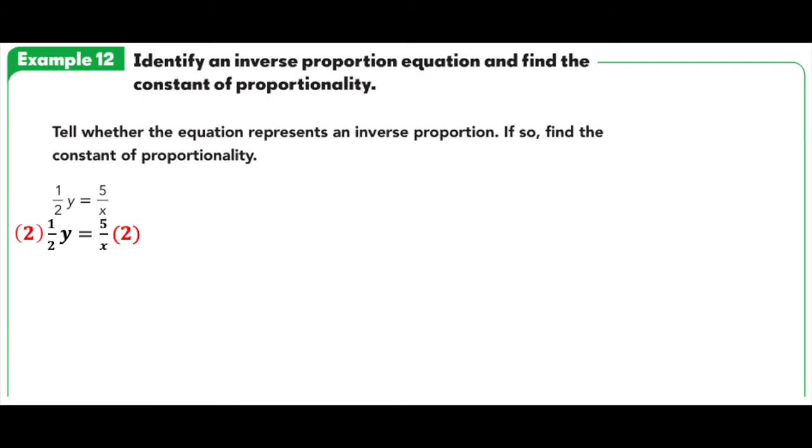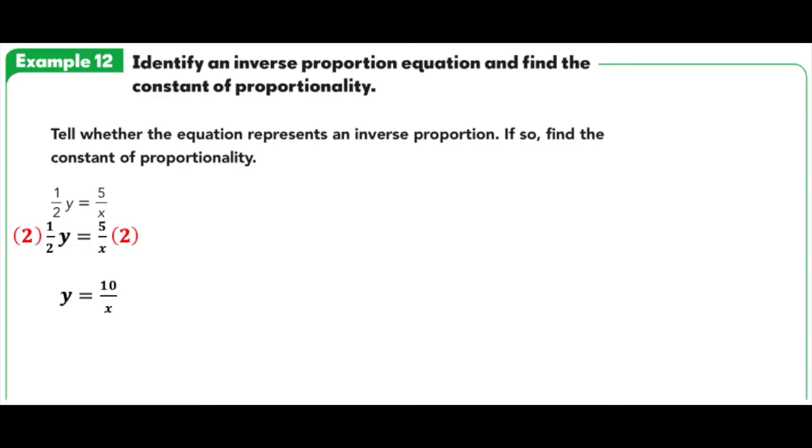When we multiply the left side by 2, we are left with y, and when we multiply the right side by 2, we are left with 10 over x. That gives us an equation of y equals 10 over x. Once we isolate our y, we want to see if we follow the format of y equals a constant over x. In this example, we are left with an equation of y equals a constant over x. The constant that is over x is 10. Therefore, our constant is 10, and this does show us an inverse proportion.